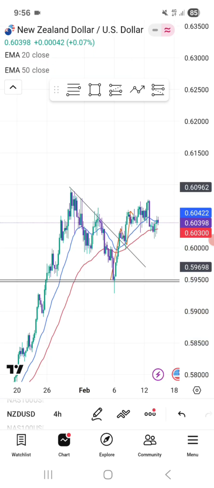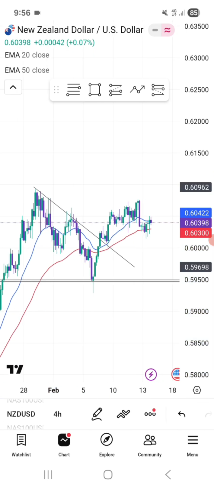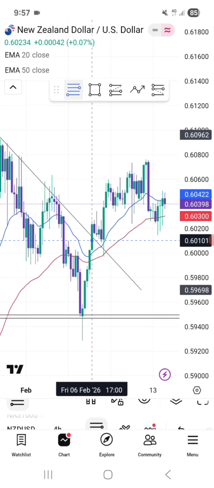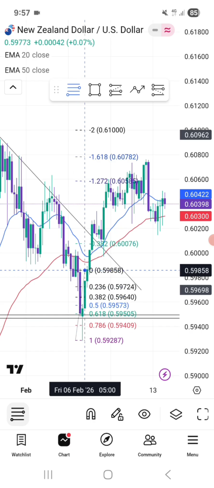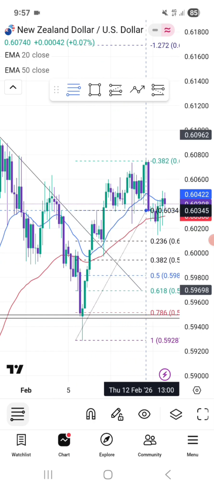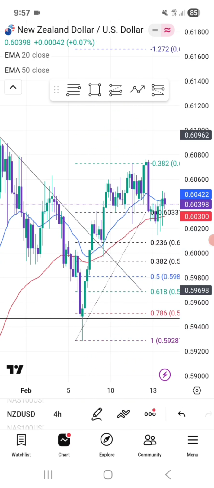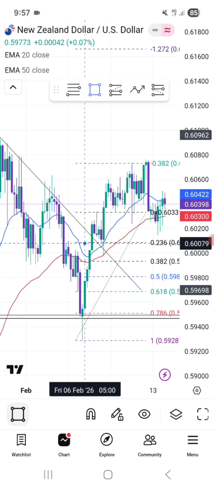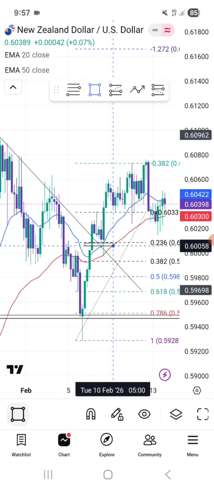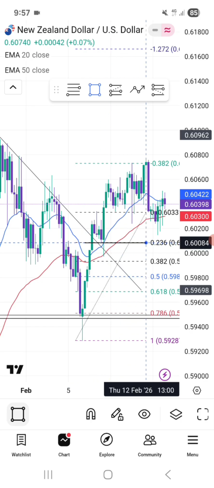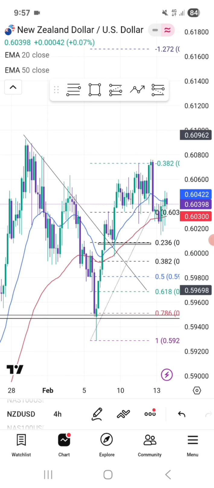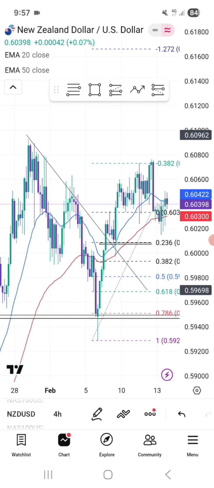So what we will do is plot from the swing low to the swing high. We can see here that it respects the 23.6%. It respects the 23.6% of the market structure. But do we buy from here? The answer will be still no.